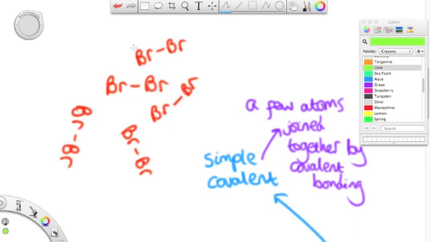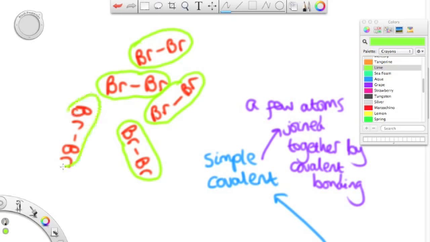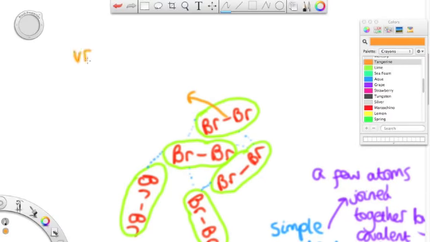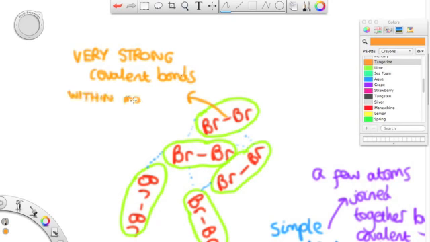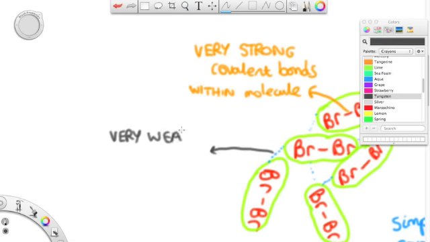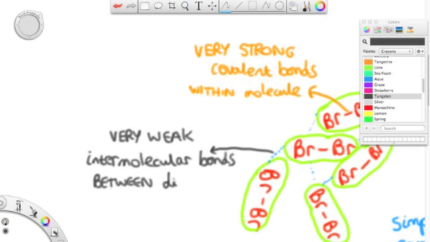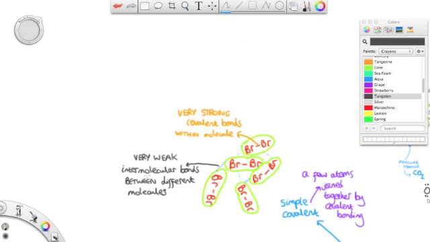And I'm drawing quite a few molecules of bromine now, and the green lines show you they're separate molecules that are not joined together. But at room temperature, those molecules are quite close together, and they have weak intermolecular bonds holding them together in a liquid. So that line there is a very strong covalent bond. It takes a lot of energy to break. It's within the molecule. Whereas that blue dotted line is a very weak intermolecular bond, and this is broken very easily with low energy. And this is a really important thing to remember, so make sure you memorize that.